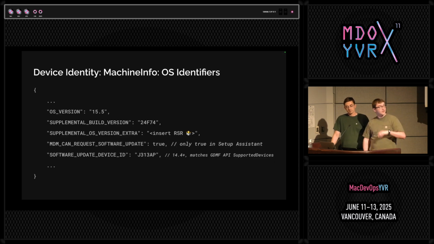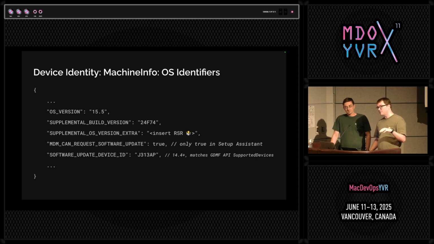Next we have OS identifiers. So you get your normal, you know, public version. You also get the build. Sometimes Apple likes to release versions with multiple builds. You know, maybe we'll get another RSR one day. Hopefully not. And then there's this MDM can request software update field.